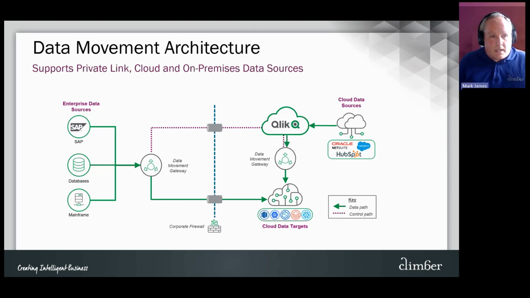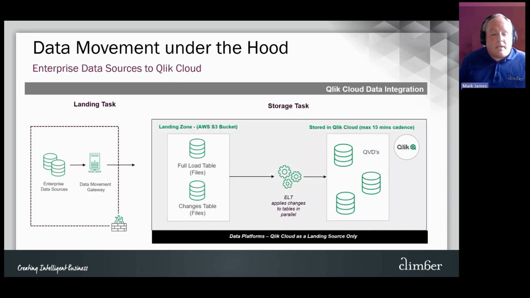So that's how we're using the Data Movement Gateway. And just to briefly talk about data movement from an enterprise sources perspective with regards to QVDs. We spoke around data movement already with the Data Movement Gateway behind your firewall, and we need to move that data into the Qlik Cloud for analytics purposes. How we do that is using landing and storage tasks, coupled with an AWS S3 bucket.